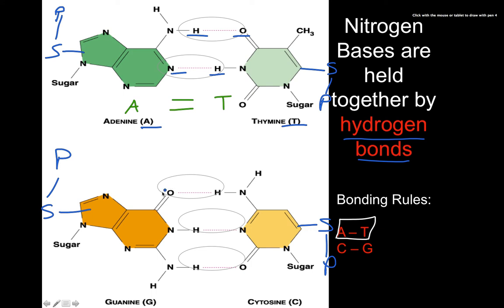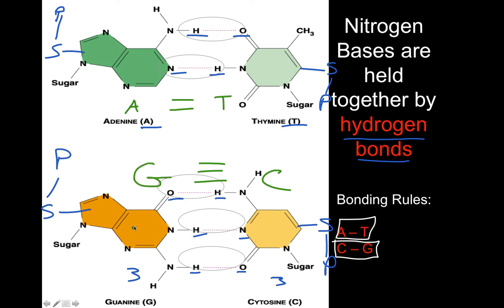Conversely, if we look at guanine, we'll see that it has 3 spots to hydrogen bond, 1, 2, and 3, and cytosine has 3 spots to hydrogen bond, 1, 2, and 3. So no matter what, C's and G's are always going to go together. So if we know we have a C on one side, we know that there's a G on the other strand.